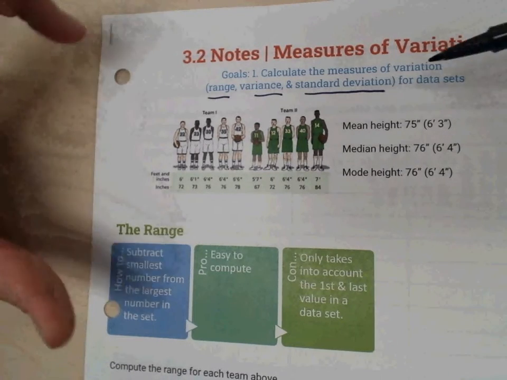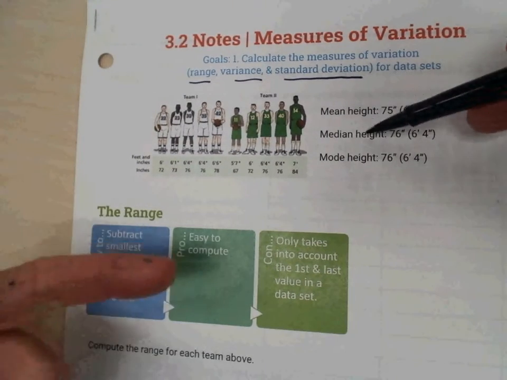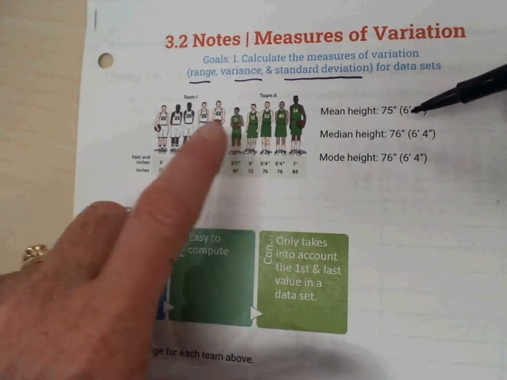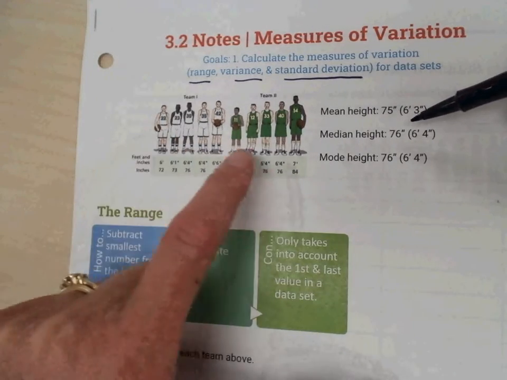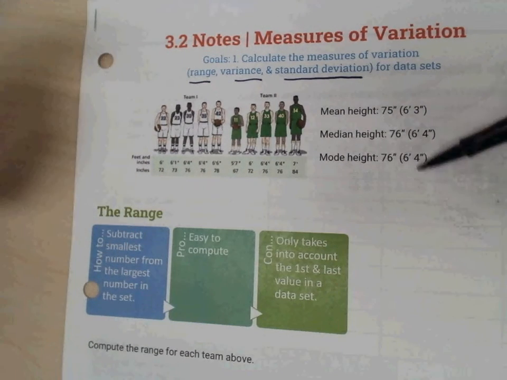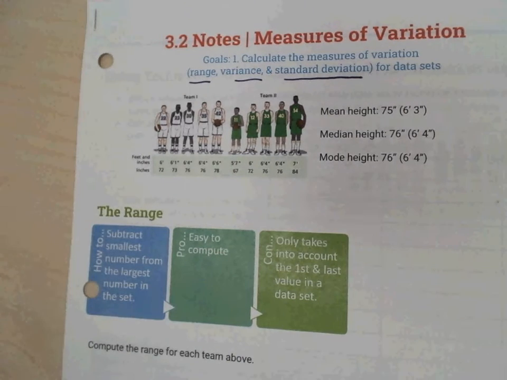Not making you do this, but I already calculated for you the mean, the median, and the mode, and they are the same for each data set. The mean for each data set is 75. The median for each data set is 76 inches. And the mode for each data set is 76 inches. By looking at just these measures of center, we can't tell the difference between the data sets if we didn't have each individual observation in front of us. So the need arises for other single measures to summarize a data set.